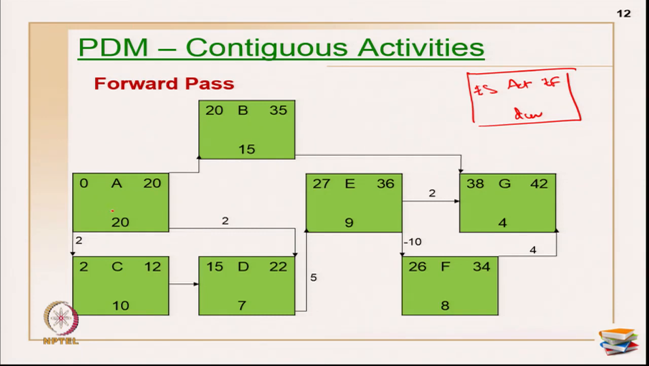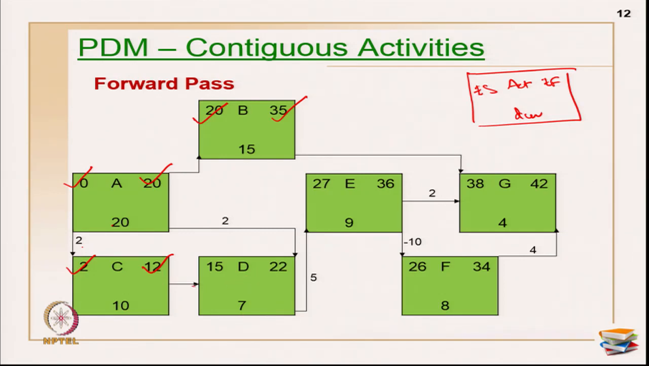So, I am starting with A because I know A was the predecessor. So, this is 0, 0 plus 20 is 20. Then 0 plus 2 is 2 here, 2 plus 10 is 12 here. I can also do this in parallel. So, this is 20, 20 is the start, 20 plus 15 is 35. Now, this arrow goes till G. I have so many activities in the middle, so I will just go with D now.